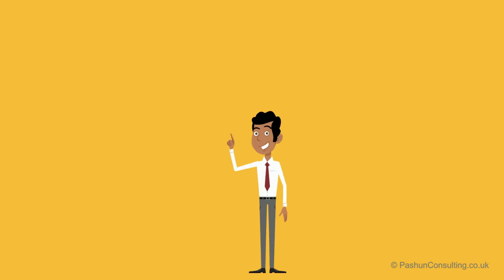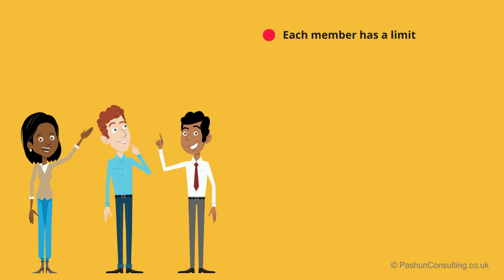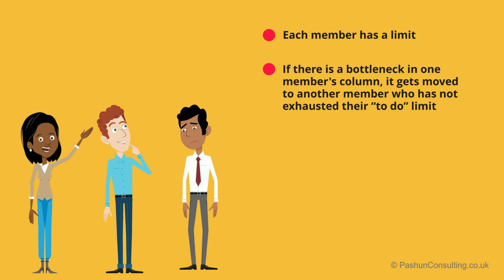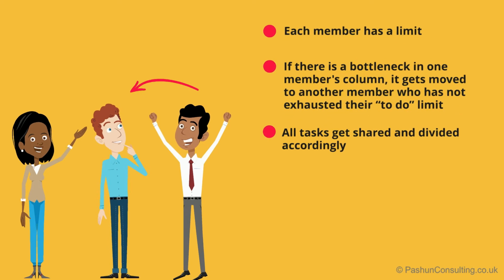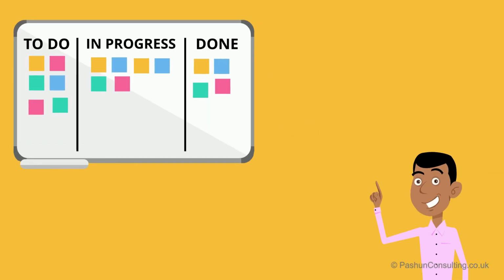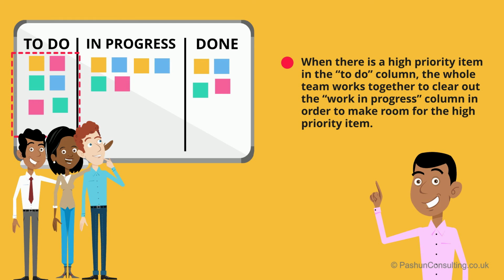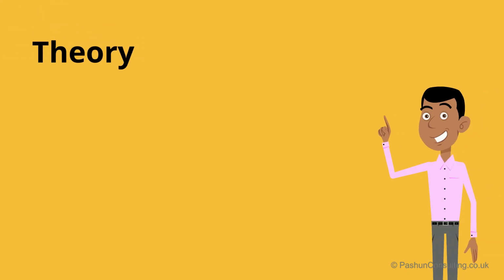This process, when applied to each member of a team, ensures that each member has a limit. This way, if there's a bottleneck in one member's column, it gets moved to another member who's not exhausted their to-do limit, and all tasks get shared and divided accordingly. The way this works, in theory, is that when there's a high priority item in the to-do column, the whole team works together to clear out the work in progress column in order to make room for the high priority item. This is theory, though.